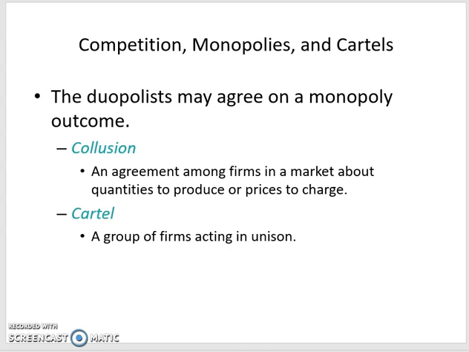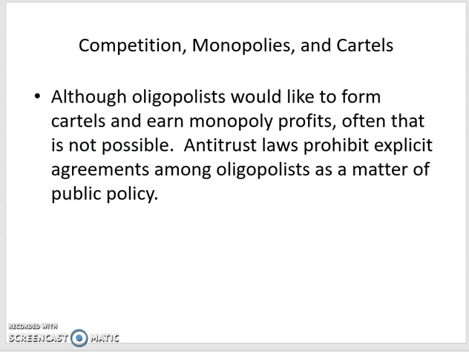And when they collude, what they're creating is a cartel. Collusion is the act of agreeing not to compete with each other. A cartel is what's formed when they make that agreement. Like I said before, they want to try and agree not to compete with each other.